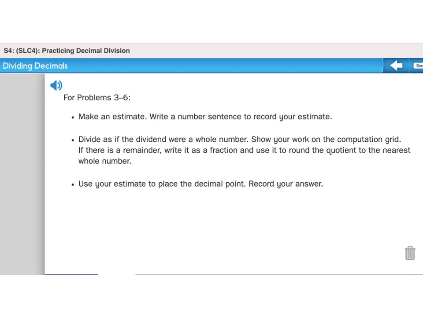For problems 3 through 6, we're going to do the same thing. We're going to make an estimate, write a number sentence to record our estimate. We're going to divide as if the dividend were a whole number. Then we're going to show our work. That grid there is just for you to do your work. Then we're going to estimate to place the decimal point.